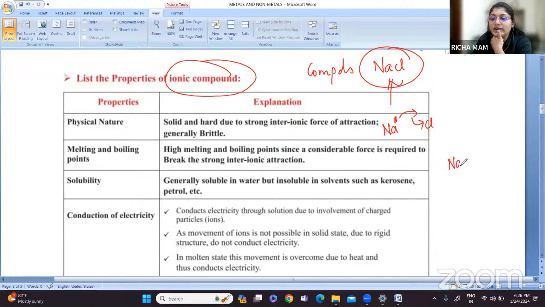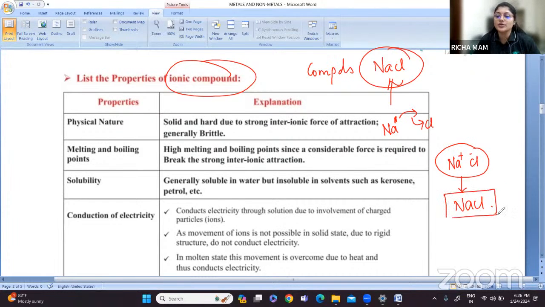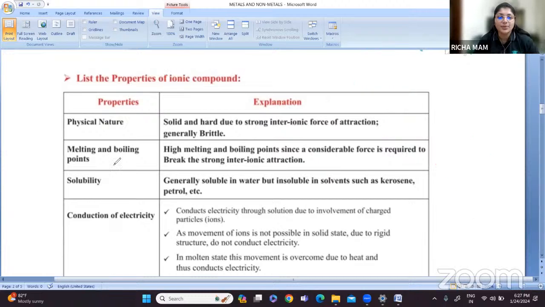And thus it becomes Na plus and Cl minus. They form an ionic bond, that is NaCl. So these are ionic compounds, where transfer of electrons takes place. Sodium gives the electron, Cl takes the electron. So this is about ionic compounds.